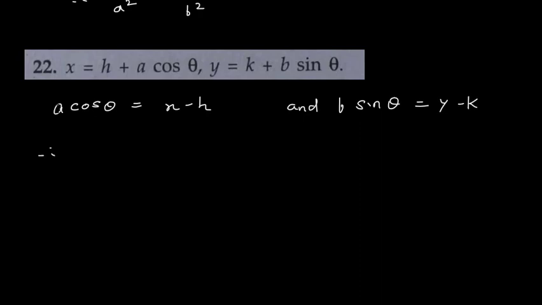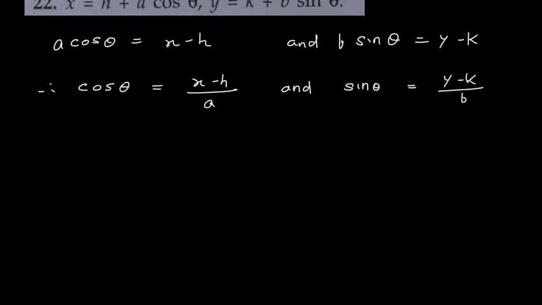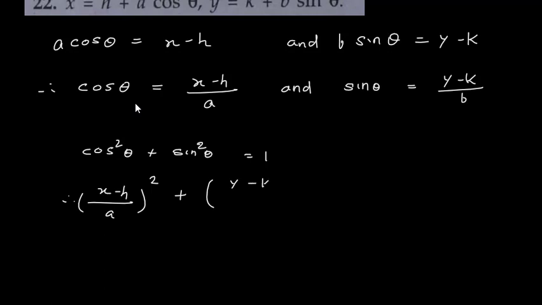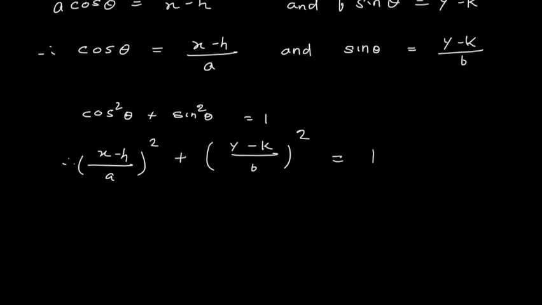Okay. So therefore here I have cos theta as x minus h upon a, and we have sin theta as y minus k upon b. So now I will use the identity cos square theta plus sin square theta equal to 1. So therefore from here I get x minus h upon a the whole square plus the sin square, y minus k upon b the whole square, and here I will get the answer as 1, right?